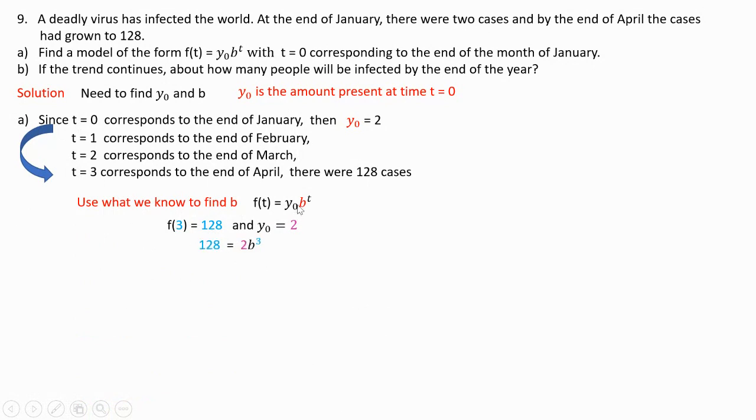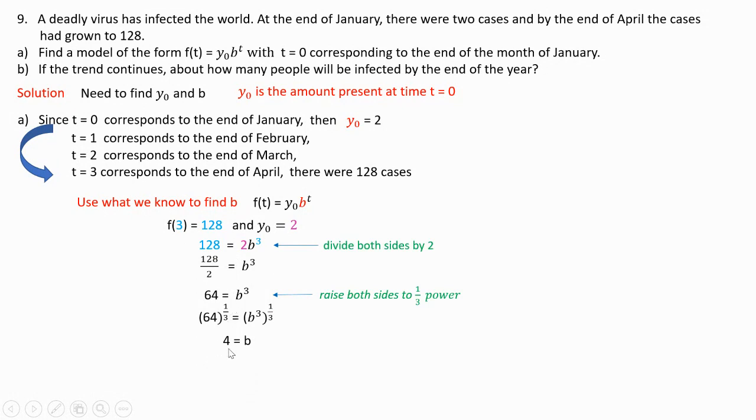Then we plug into the formula. F of 3 is 128, my y naught is 2, and my t here is 3, because this is my y value and this is my t value. In 3 months there were 128 cases, from the end of January to the end of April. So here we divide both sides by 2. It's going to give us 64 equals b cubed. Now we need to eliminate that exponent, so we raise both sides to the power of 1/3.